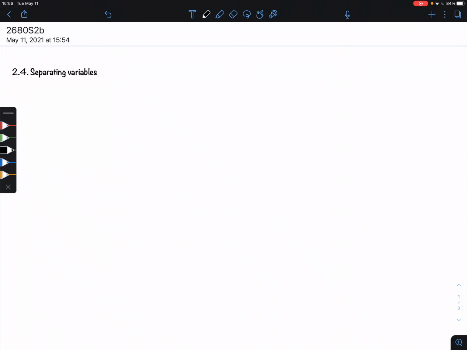Hello everybody. So, separating variables for first order equations. Still in this case y prime is of this particular form. Our differential equation is first order. And now we're going to look at some special cases which are not separable equations, but we can turn into separable equations.